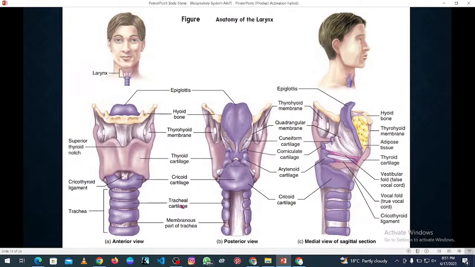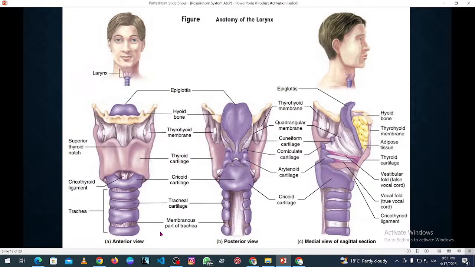So trachea, we see there are C-shaped structures here called the tracheal cartilages. A cartilage is simply a connective tissue. Connective tissues, I told you, they are firm, they are flexible. So here we have the tracheal cartilage. They are C-shaped. That is the anterior view.